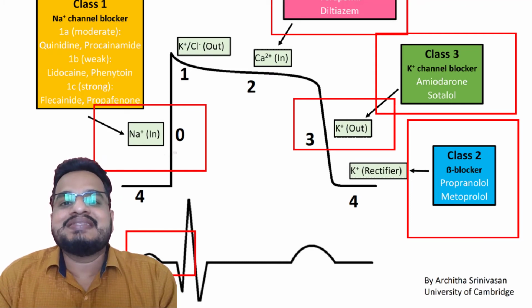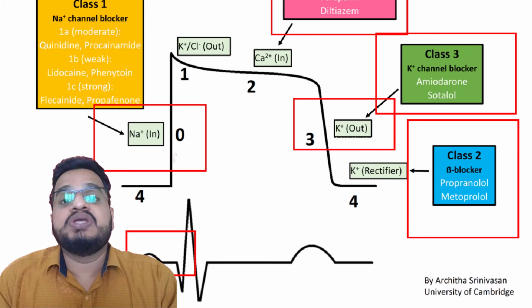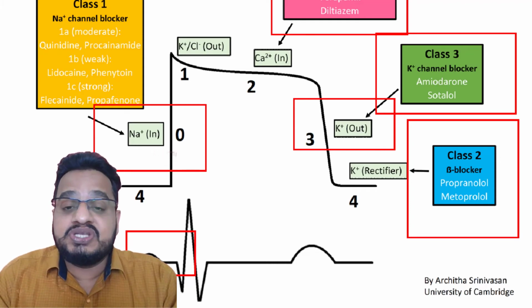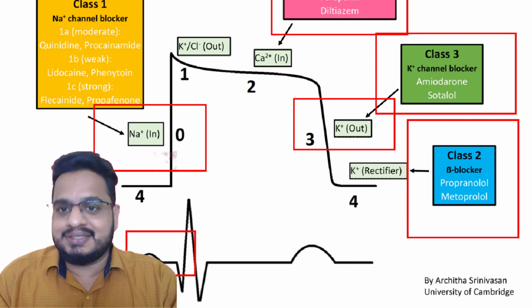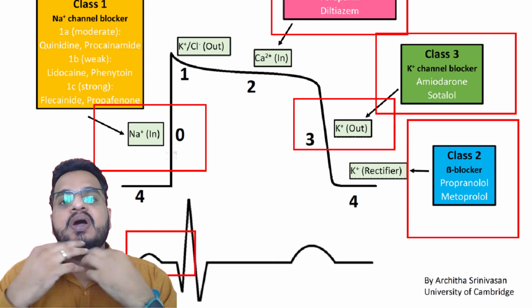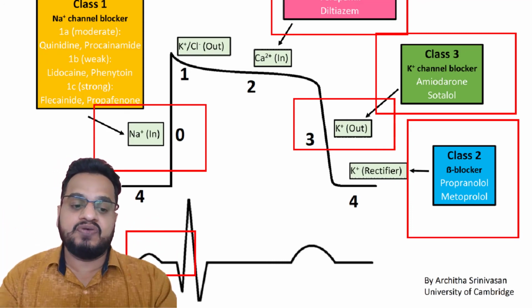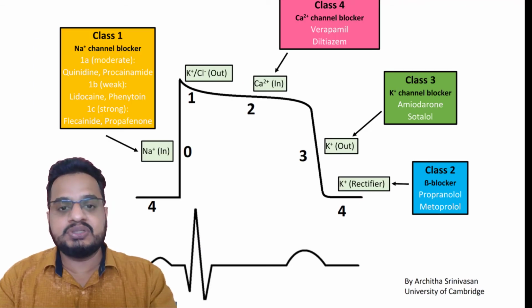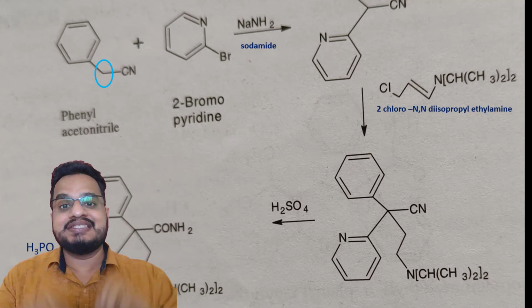So these are the various classes of drugs which can act as anti-arrhythmic drugs. Is that clear? So the classes of anti-arrhythmic drugs, their mechanisms, and their examples, that is the classification of the drugs.